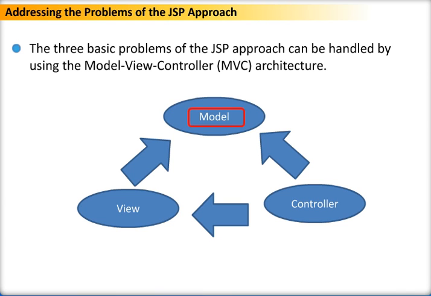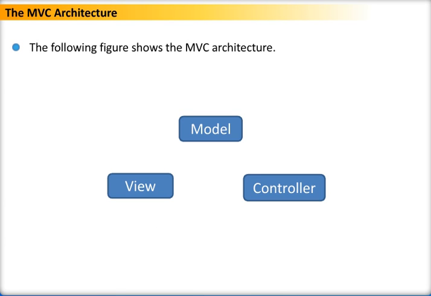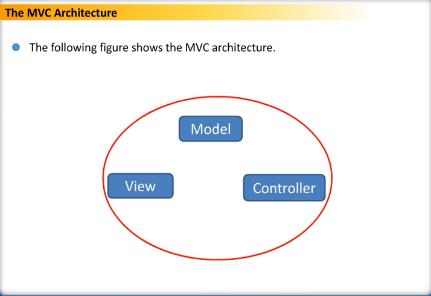To implement the model, plain Java code can be used. To implement the view, plain HTML code can be used. To implement the controller, servlet can be used. The MVC architecture consists of model, view, and controller components. These components work together to create a web application efficiently.